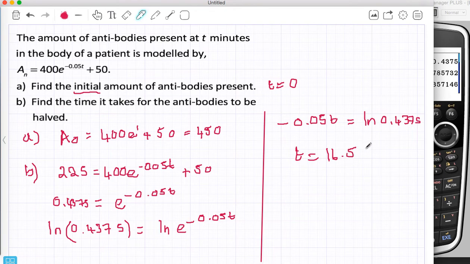Now that means after 16 minutes it hasn't halved, but after 17 minutes it has. So I finally want to round t off to the nearest minute. I'll probably leave both calculations so they can see, the examiner can see exactly what I'm doing.